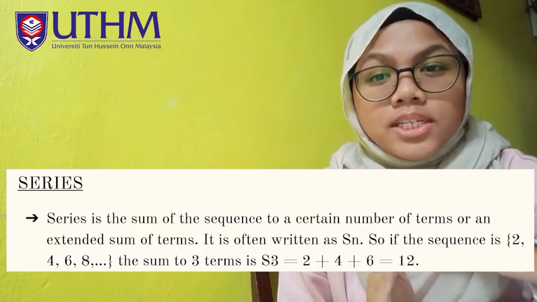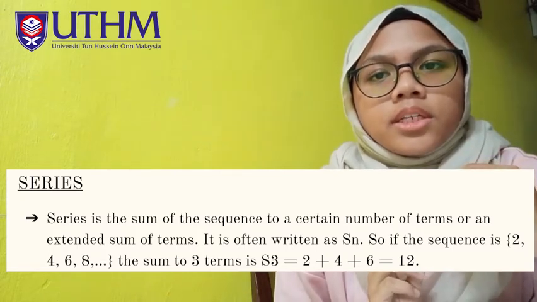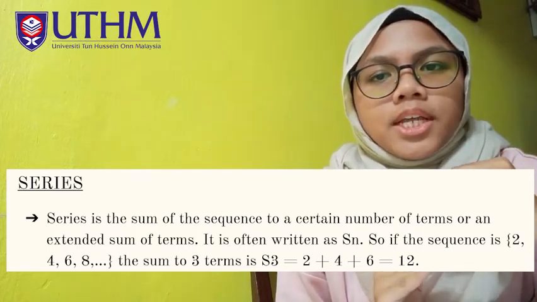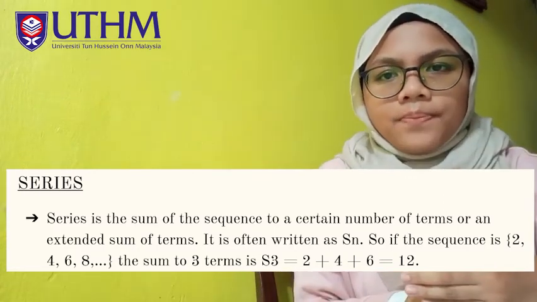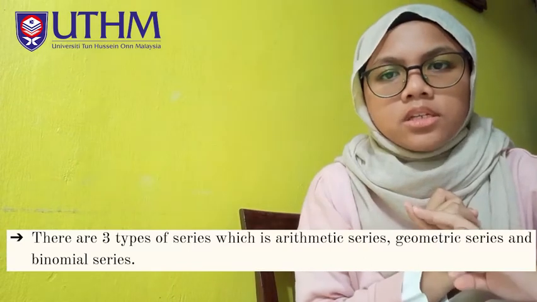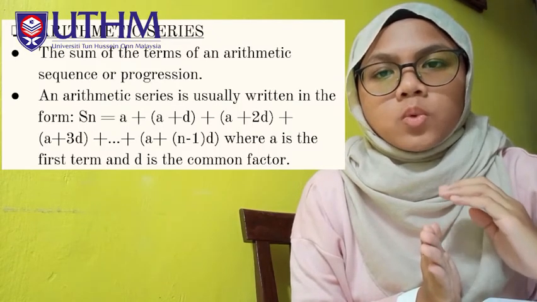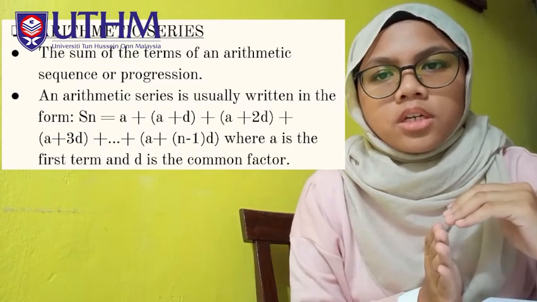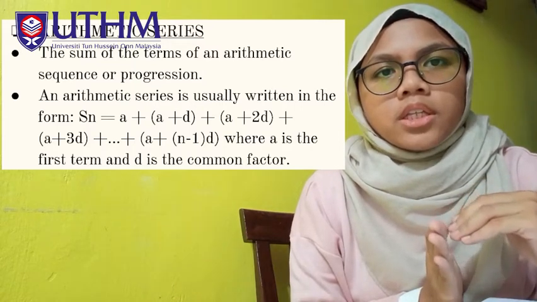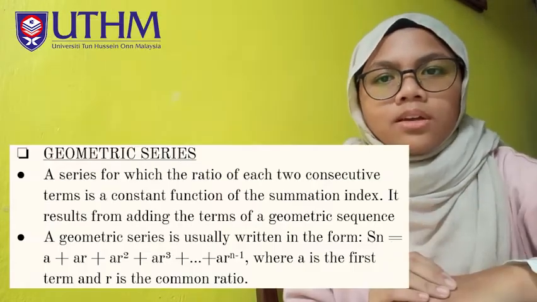The next one is series. A series is the sum of the sequence to a certain number that is usually written as Sn. There are three types of series, which are arithmetic series, geometric series, and binomial series. An arithmetic series is actually the sum of the terms of an arithmetic sequence or progression. It is usually written in the Sn term.